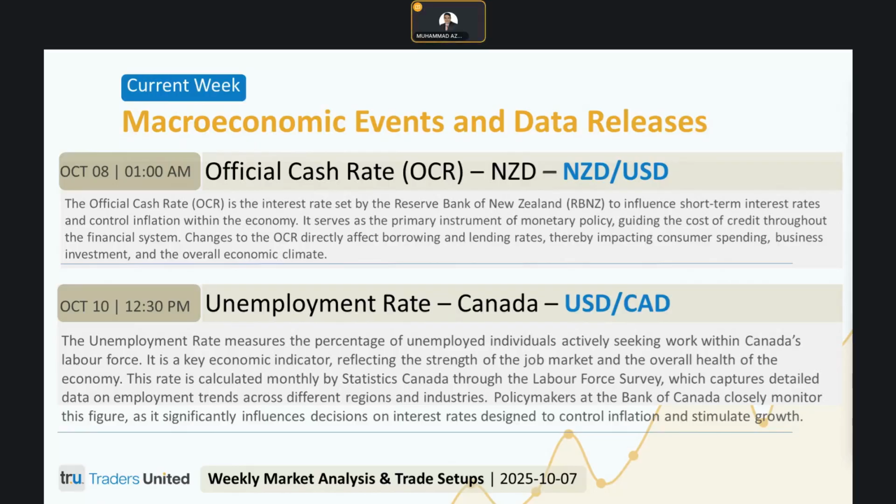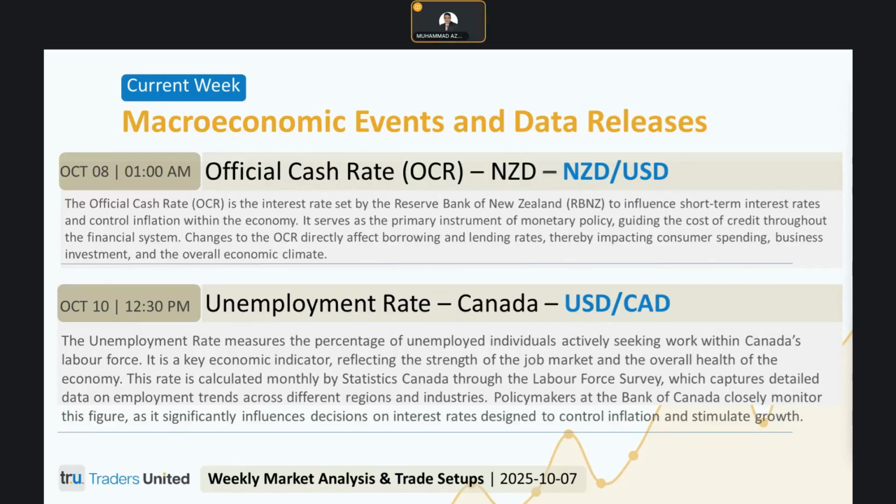we are going to get the financial data report. The previous number we got was 3%. The forecast is 2.75%. The actual data is going to be released on October 8th. So right now, the financial data has not released yet.